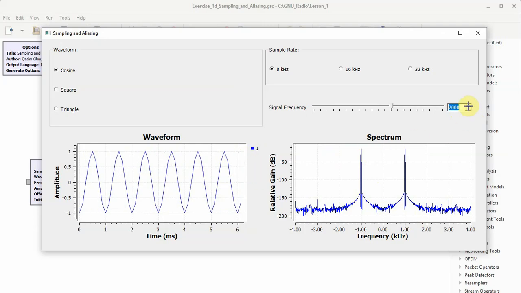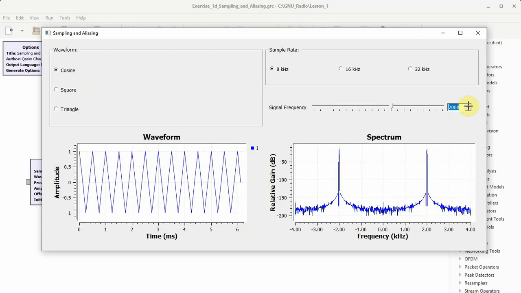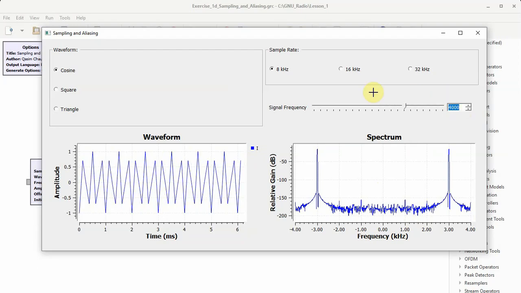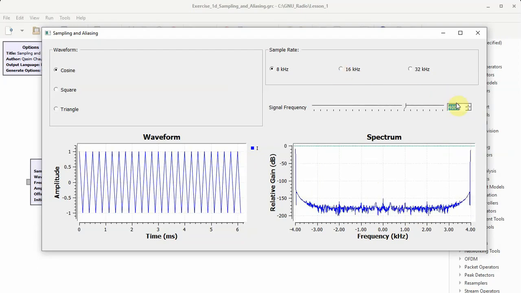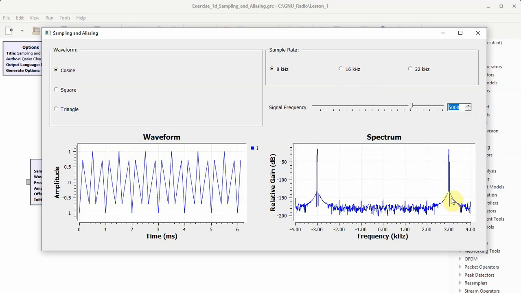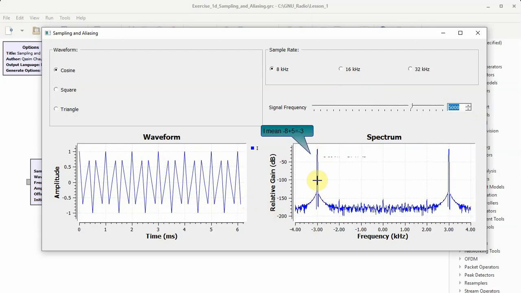2 kilohertz, 3 kilohertz, 4 kilohertz. They join together. Now, what happens at 5 kilohertz? 8 minus 5 is 3, and minus 8 plus 3 is minus 3.